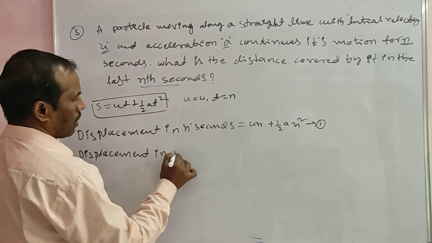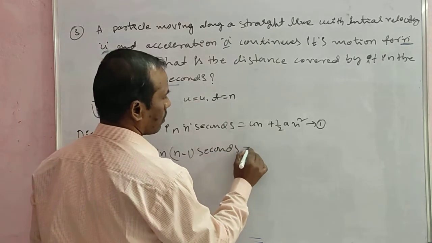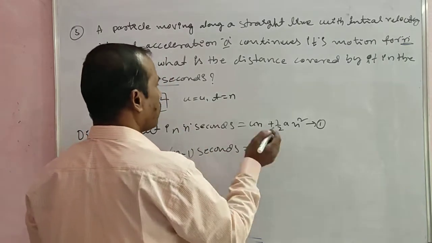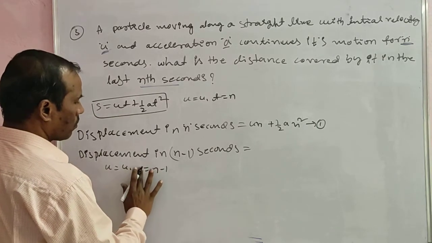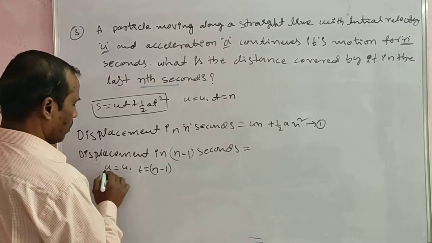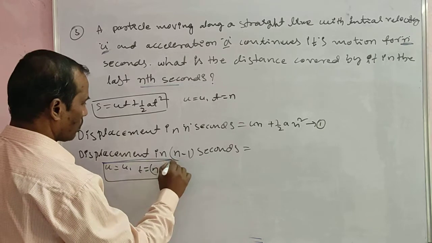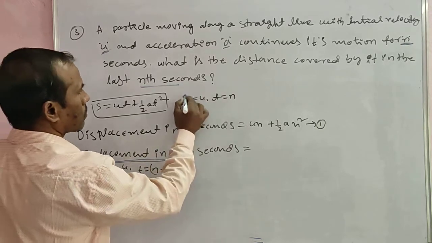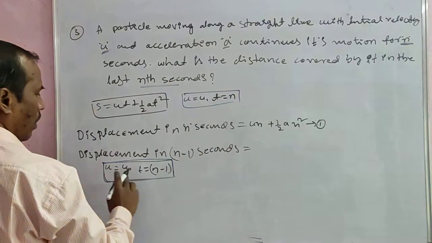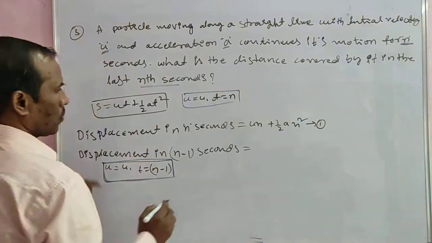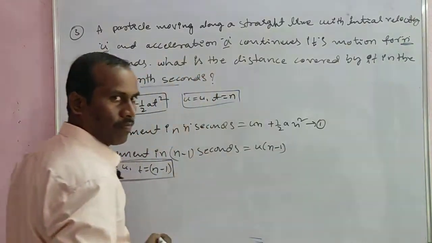The displacement in n minus 1 seconds is equal to, in this case u is just u, and t is equal to n minus 1 seconds. For the last n seconds, first this one, okay. Now substituting into this formula, u is just u, and t is n minus 1.